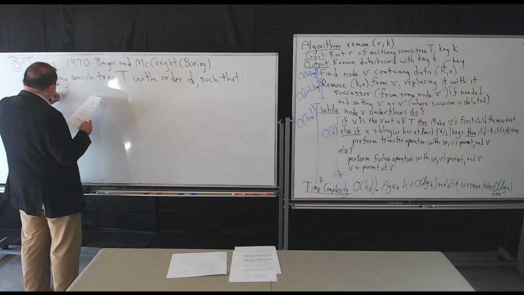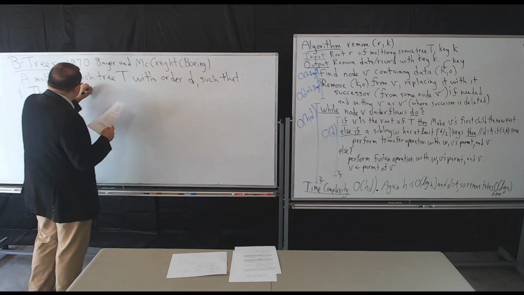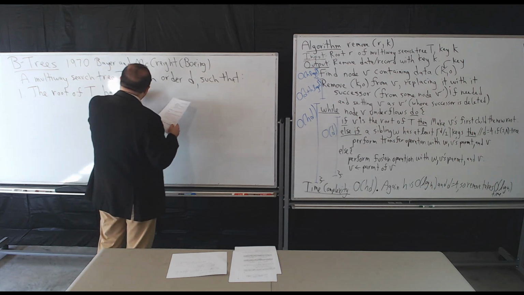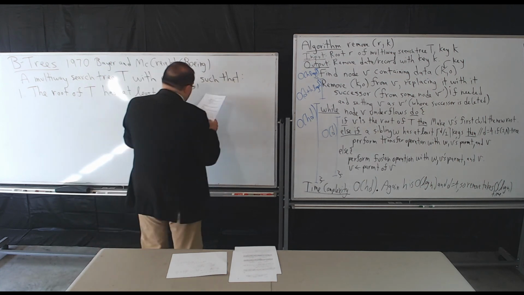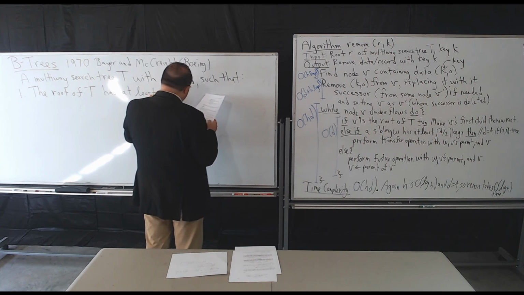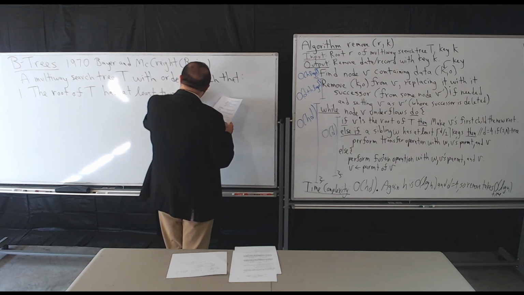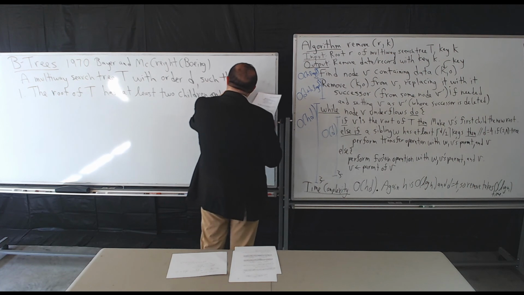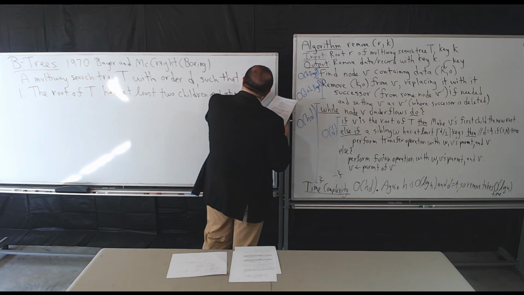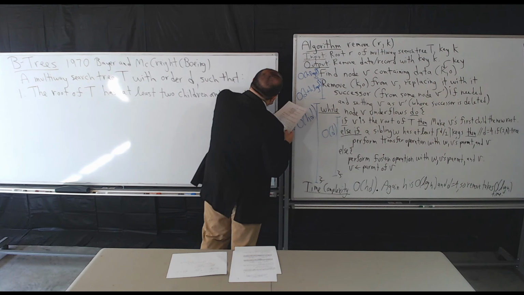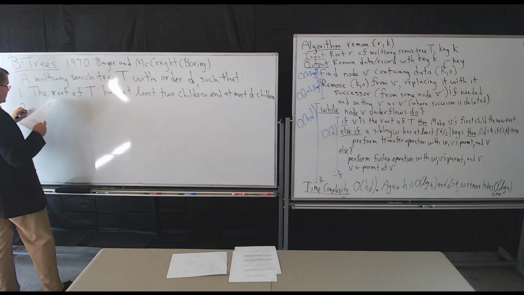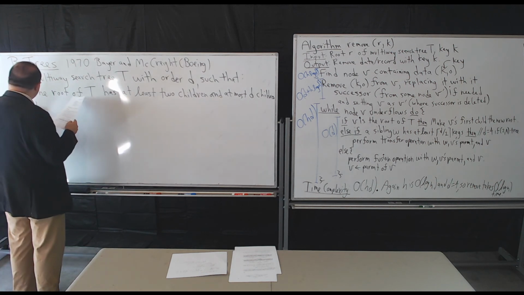The root of T has at least 2 children and at most D children. So at least 2 and at most D for the root. So the root is going to be a little special compared to some of these other ones.